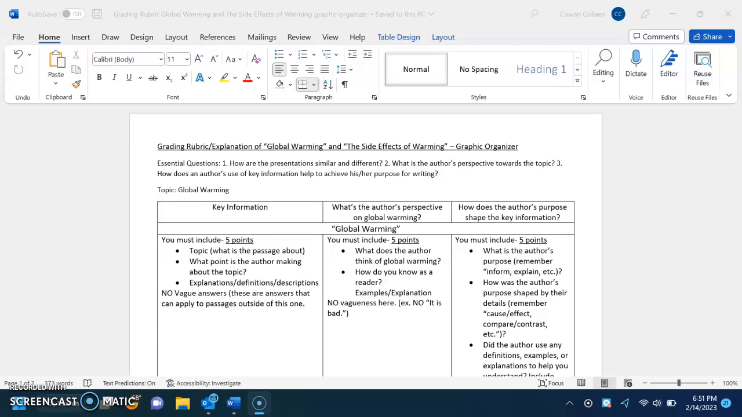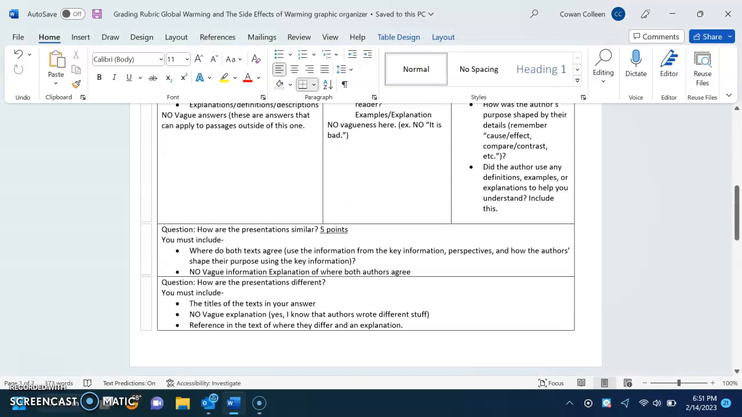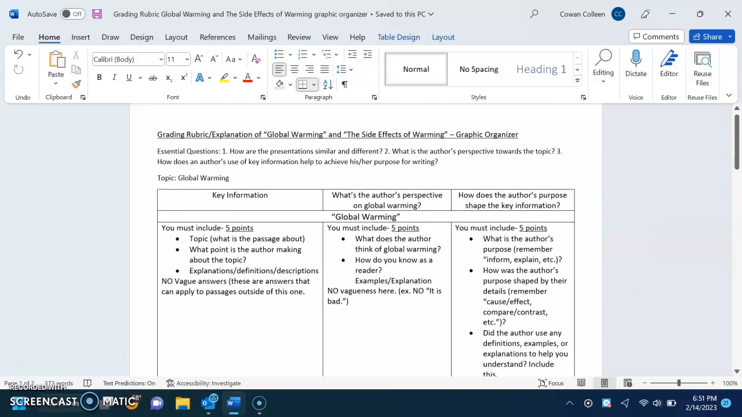Hello there. I'm going to explain specifically how I'm going to grade the graphic organizer. Also, it's going to include the questions that some of the students have already been answering. Each section of this is going to get 5 points each. Now, you're not copying this stuff into the graphic organizer. This is what I'm looking for to award you points.